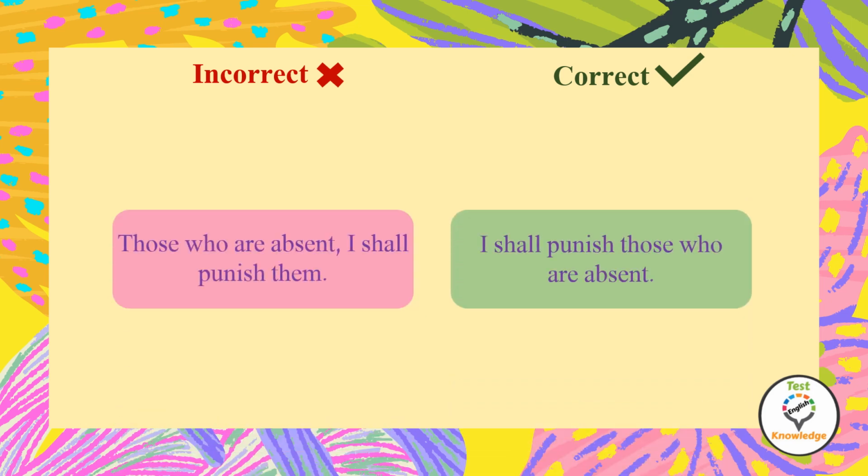Those who are absent, I shall punish them. I shall punish those who are absent. We can use the word "those" as a clause to connect these two parts of the sentence. I shall punish those who are absent.